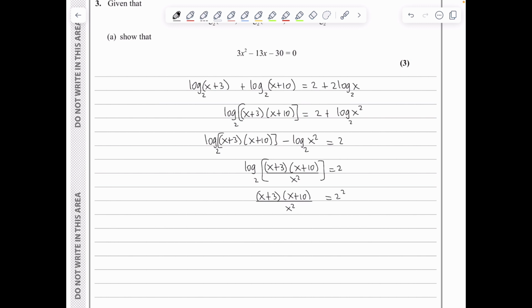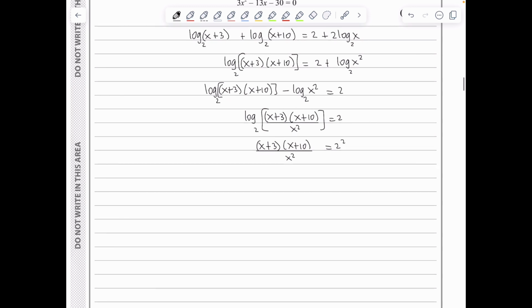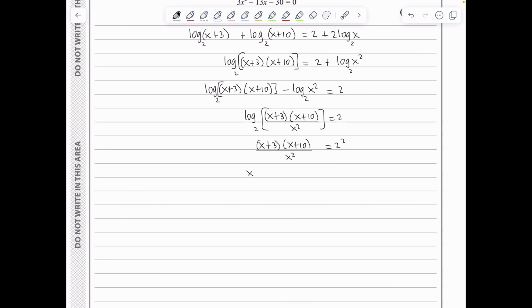So I have removed the logarithm. I will expand the numerator on the left hand side to get x squared plus 10x plus 3x plus 30 over x squared is equal to 4. So if I cross multiply, I get x squared plus 13x plus 30 is equal to 4x squared, and collecting everything on the right hand side will give me 0 is 3x squared minus 13x minus 30 as required.